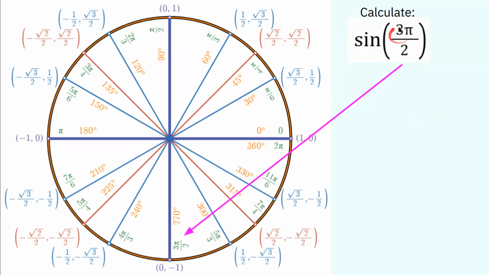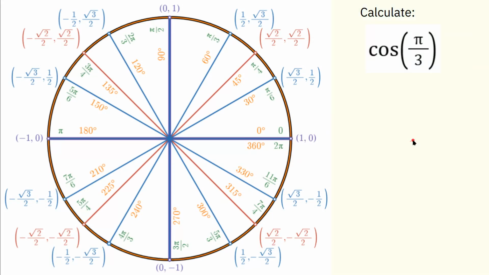Okay, what if it's radians? Same thing. Go to 3 pi over 2, whatever 3 pi over 2 is, and then get whatever value I want. In this case, sine is y, so it's negative 1. Done. What if I want cosine pi over 3? Go to wherever pi over 3 is, cosine is x, and there we go, 1/2. Done.